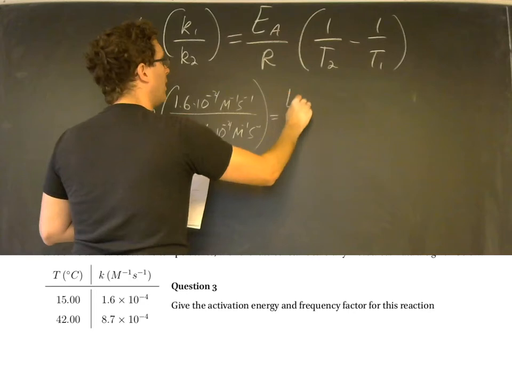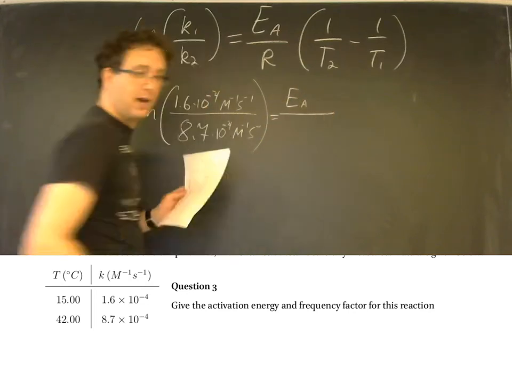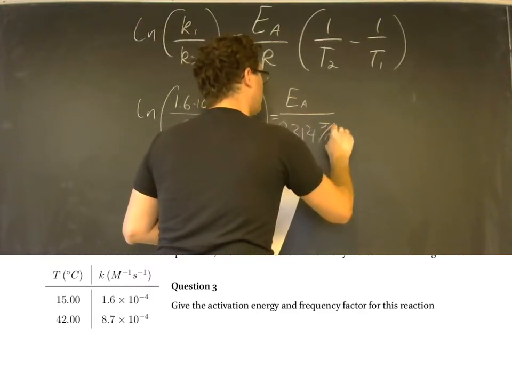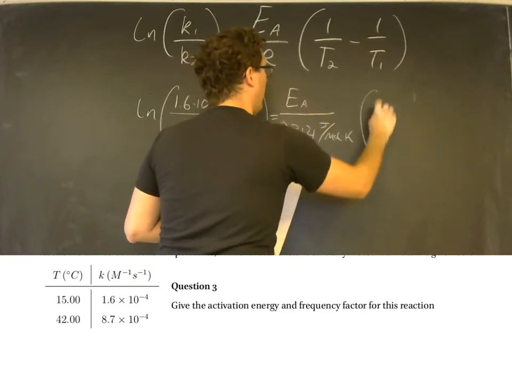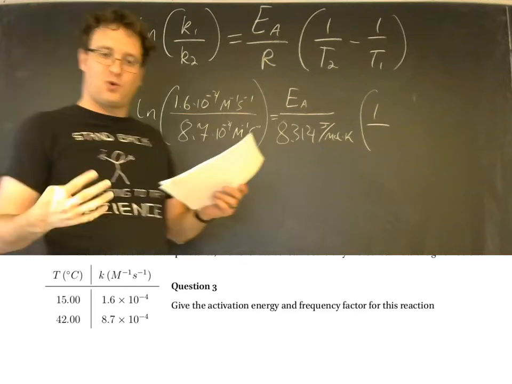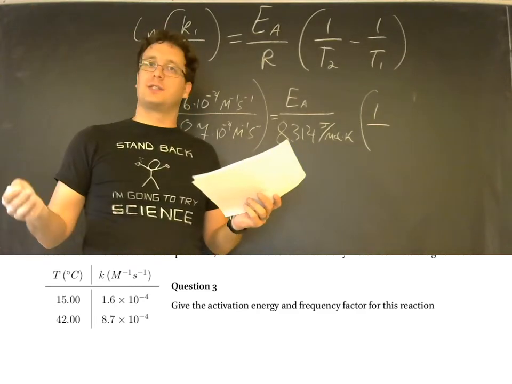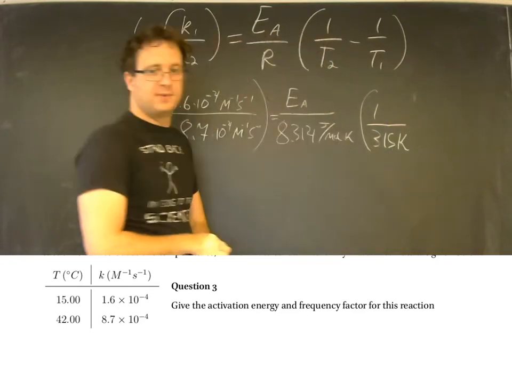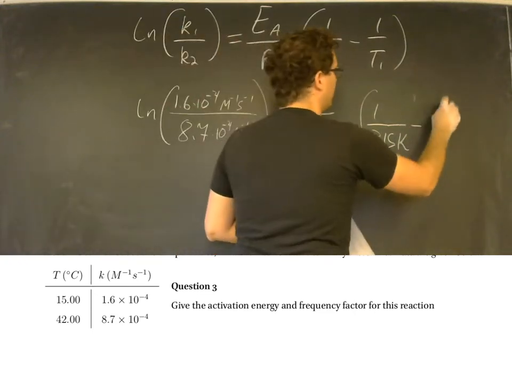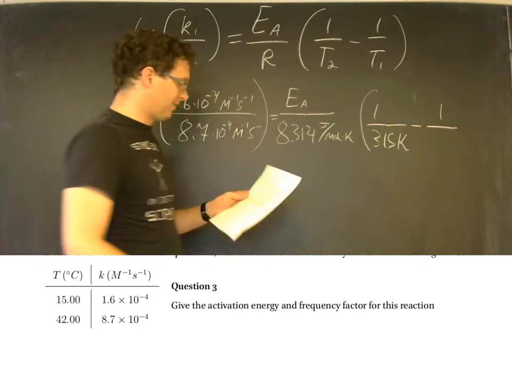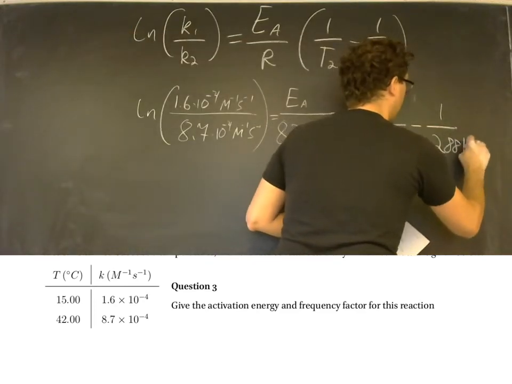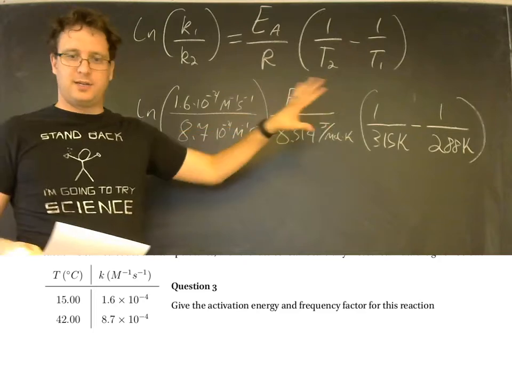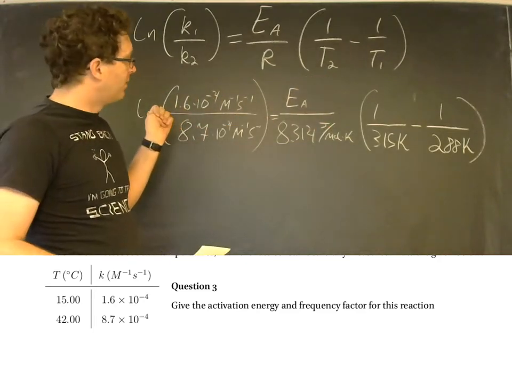That is going to equal our unknown energy of activation divided by R, and this R is 8.314 joules per mole Kelvin. And then 1 over T2, that's 42 degrees Celsius. We better add 273 to that to get 315 Kelvin. That conversion from Celsius to Kelvin is essential. And T1 is 15 degrees Celsius, that's 288 Kelvin.